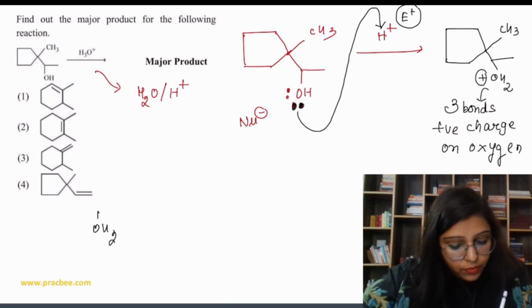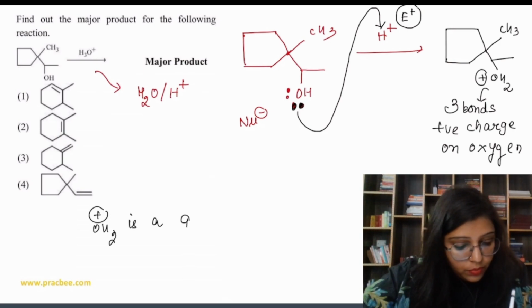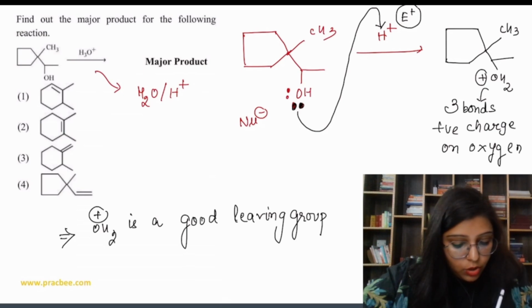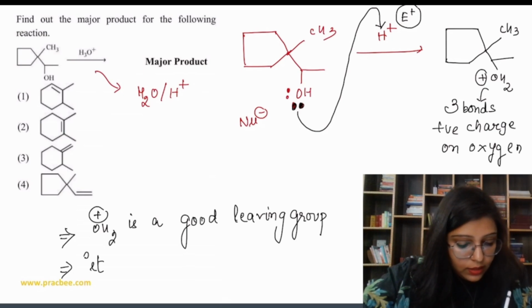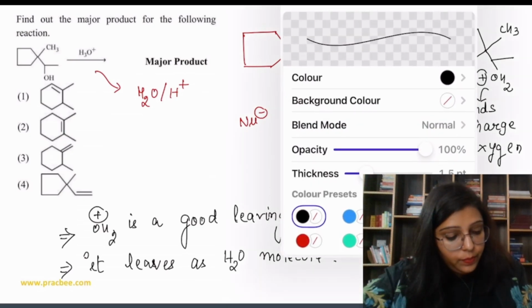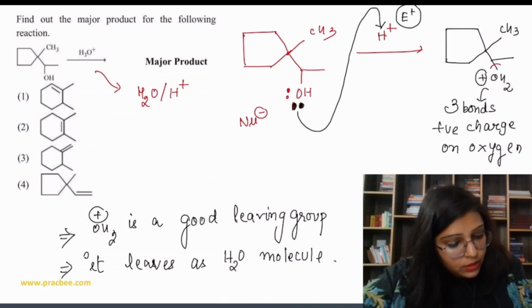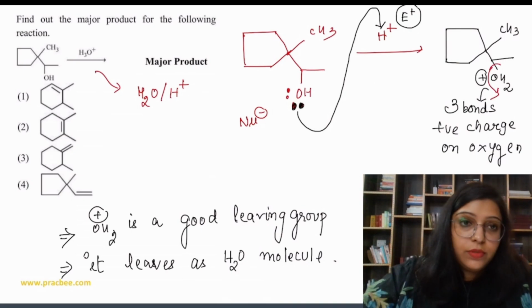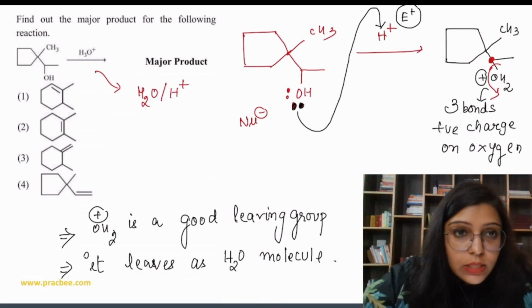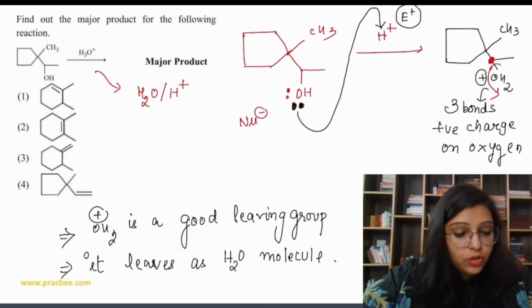OH2 positive is a good leaving group. And why is it a good leaving group? Because it leaves as a water molecule. So what happens after this step? OH2 leaves. Water leaves. So we have the carbocation formation on this carbon.